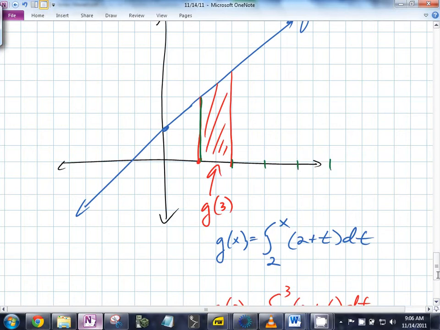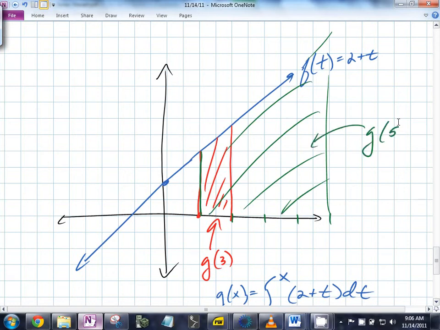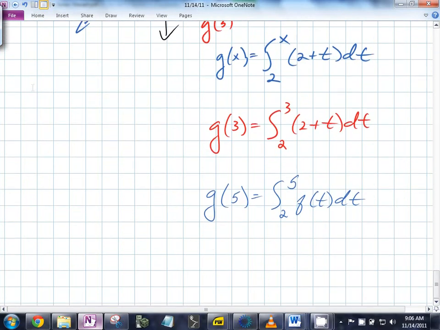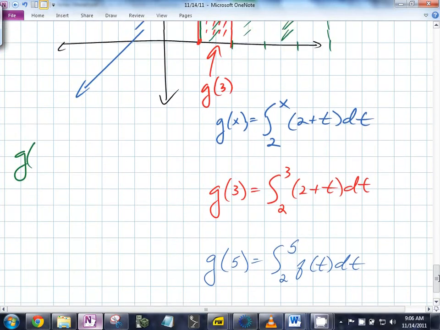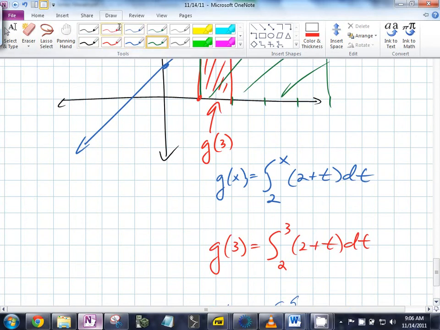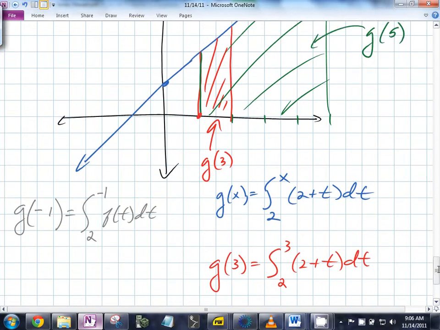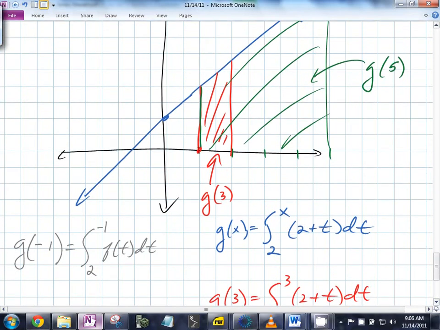I have a question for you. What happens if I ask you for g of, and I'll change colors, let's say g of negative 1? What does that represent? The integral from 2 to negative 1 of what? f of t dt. It's the same function. Is that going to be positive or negative? You're going from 2 all the way to negative 1. So you're looking at this. The area is above the x-axis, but what direction are you integrating? You're integrating from right to left.